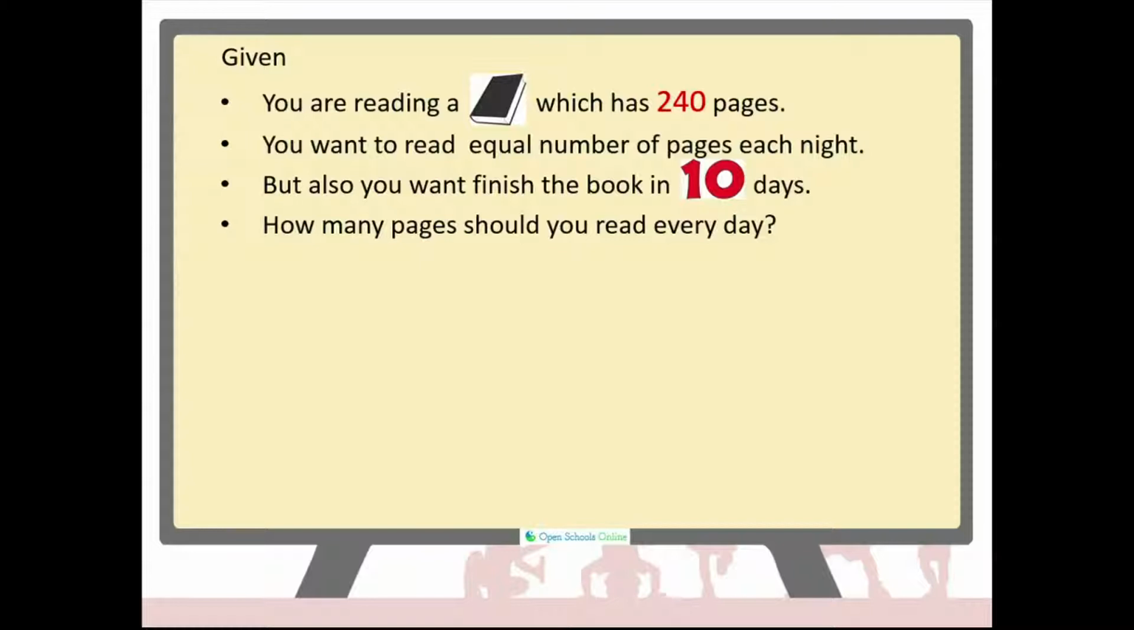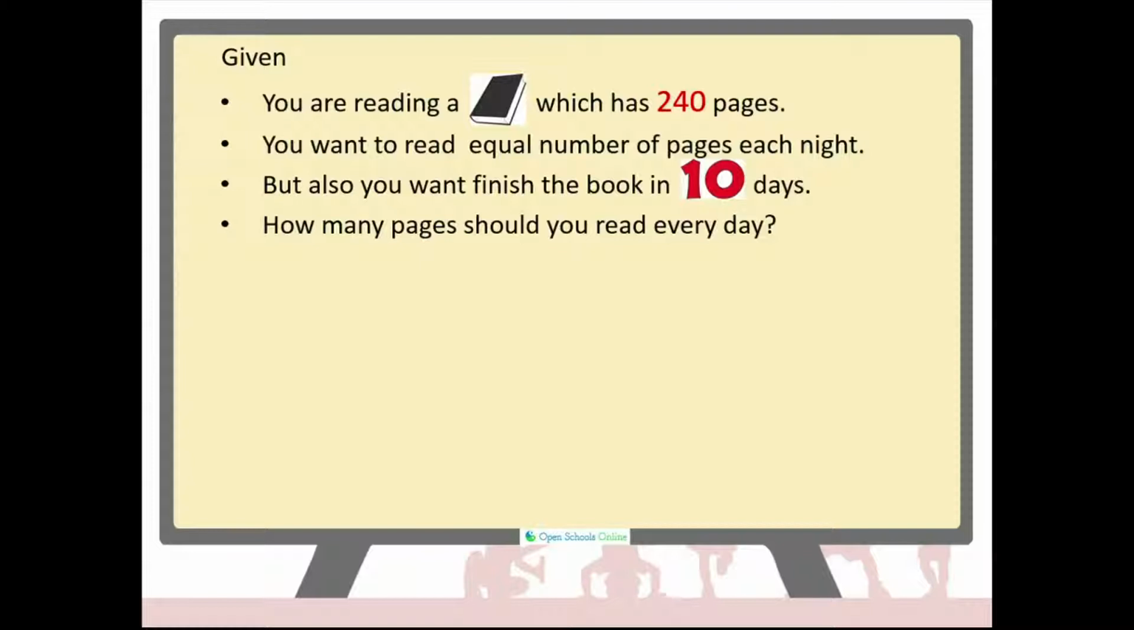To solve this problem, I will again ask you to read the question one more time so as to understand what is actually given to us. You are reading a book which has 240 pages. You want to read an equal number of pages each night, but also you want to finish the book in 10 days. How many pages should you read every day?